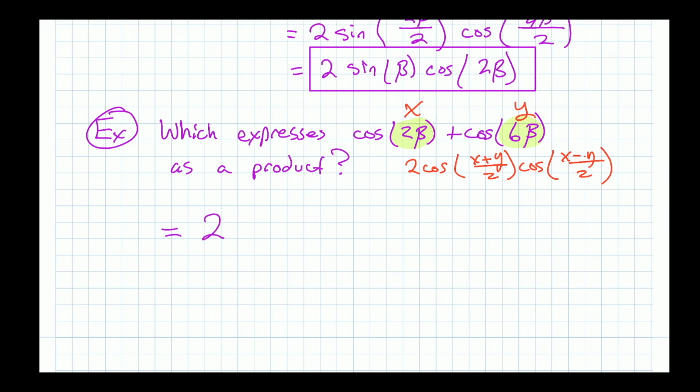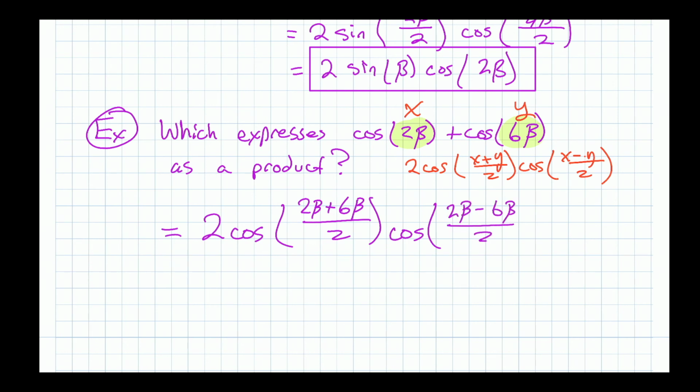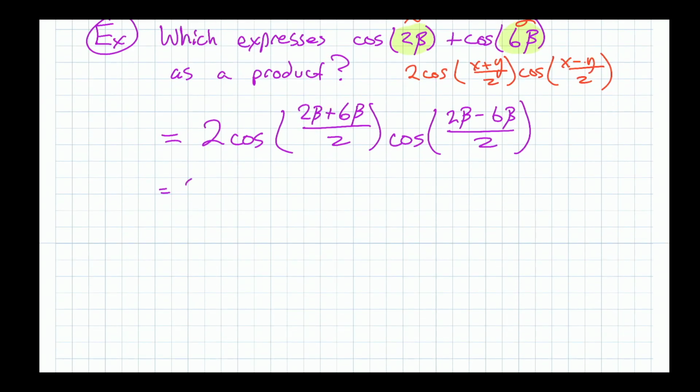So we've got 2 cosine x plus y. So that's 2 beta plus 6 beta over 2. Another cosine x minus y. So that's 2 beta minus 6 beta over 2. So that's 2 cosine 2 beta plus 6 beta is 8 beta over 2. Cosine 2 beta minus 6 beta is minus 4 beta over 2.